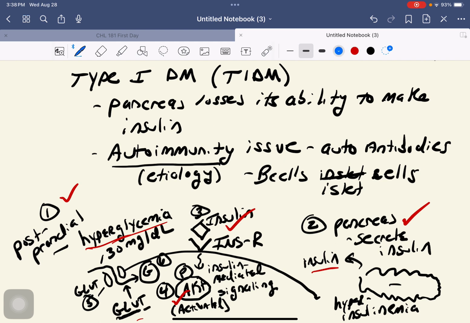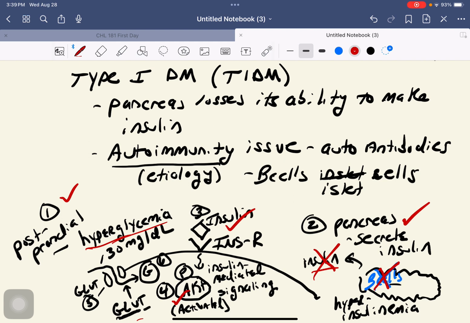In type 1 diabetes, the beta cells located in the islets of Langerhans of the pancreas get destroyed by autoimmunity. These autoantibodies will bind onto the beta cells. The immune system's cells will attack and destroy the beta cells. And as a result, we start to lose our ability to secrete insulin into the blood in response to the hyperglycemia challenge, the input.